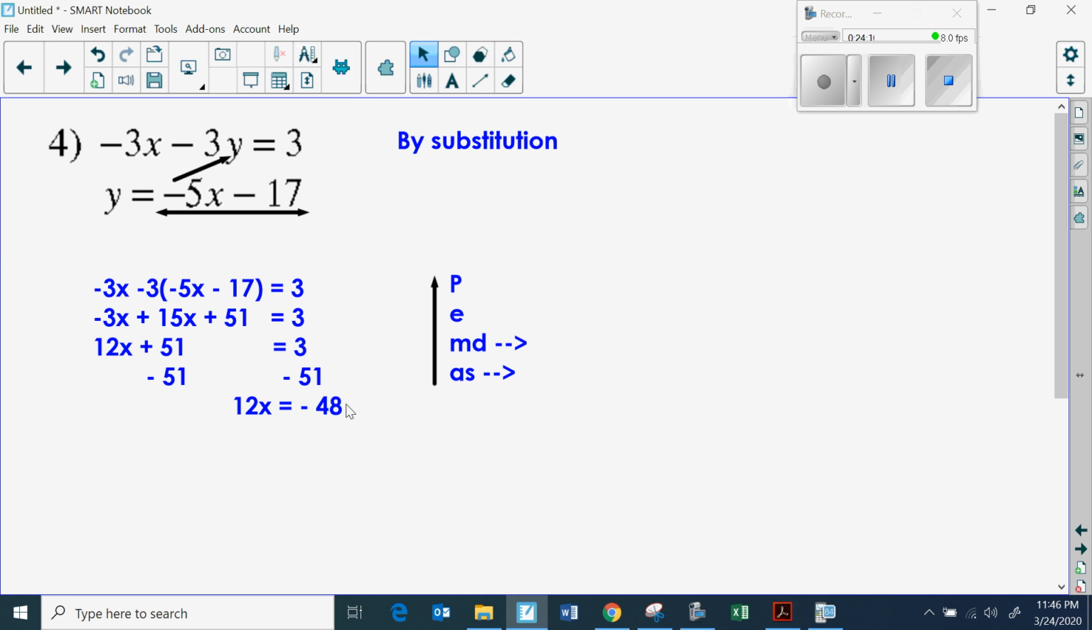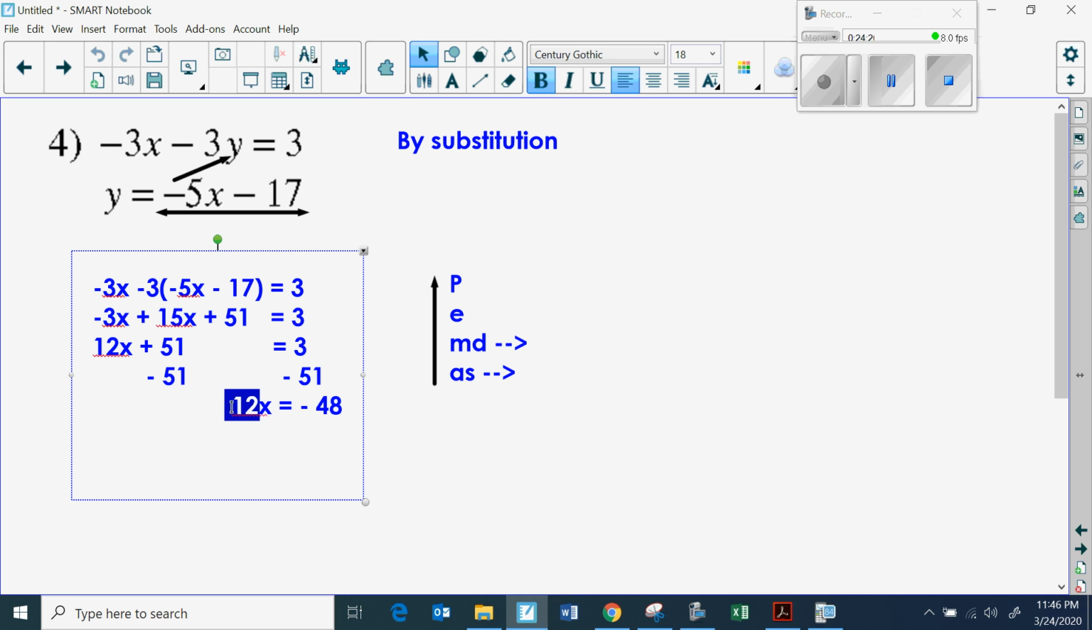How do we move anything across the equal sign? Do the opposite operation. So what's the opposite of multiplication? Division. So we are dividing by 12 on both sides.